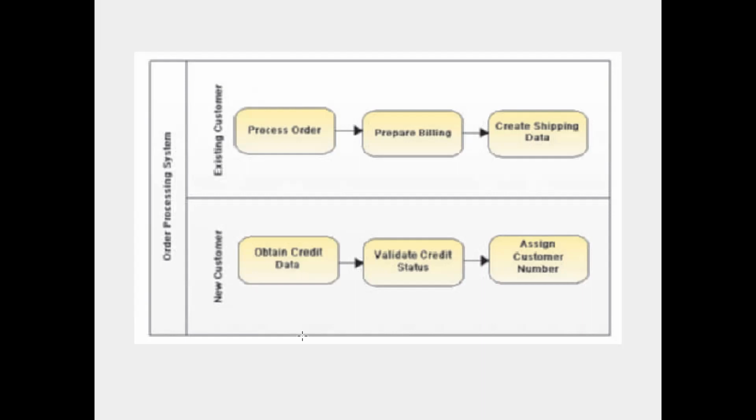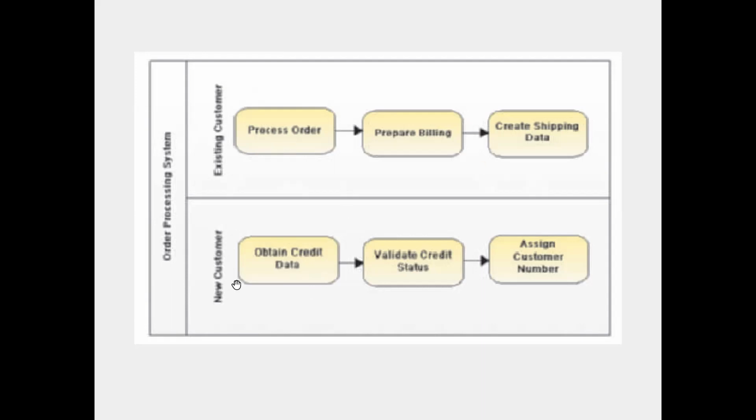Now, this box represents the whole system, the order process system. And then there are some sections we call swim lanes, because depending on whether you are a new customer or an existing customer, you are going to perform different processes. So therefore, we have to create some swim lanes.